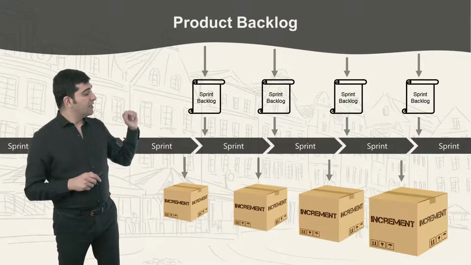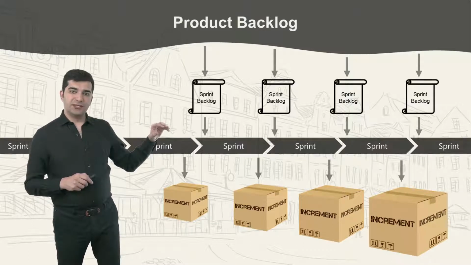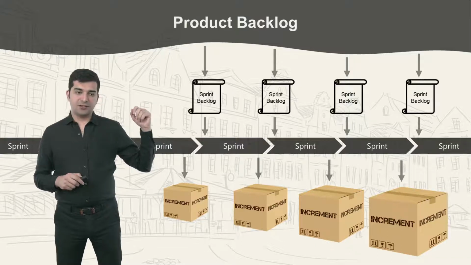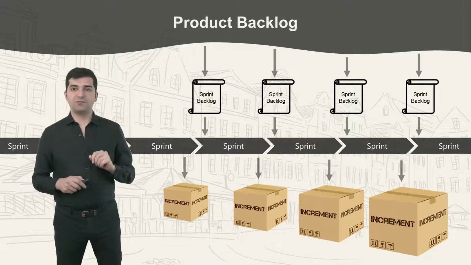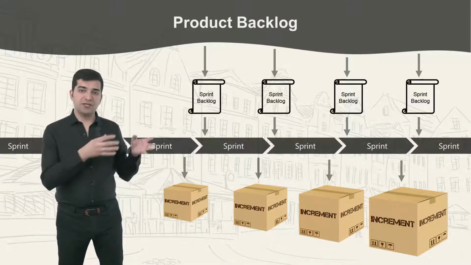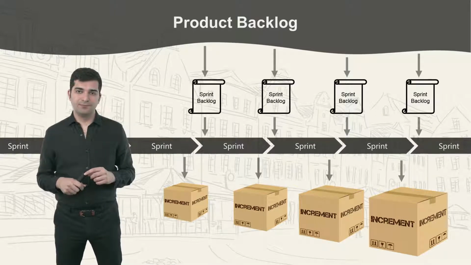That would be your product backlog. And then in the beginning of each sprint, we will pick a number of items from the product backlog and we will put them in the sprint backlog. And then we will know that that's what we're going to do in that sprint. That makes it simpler.